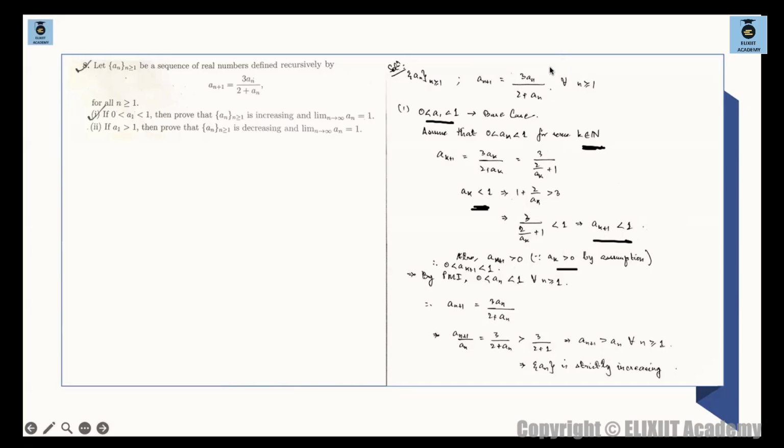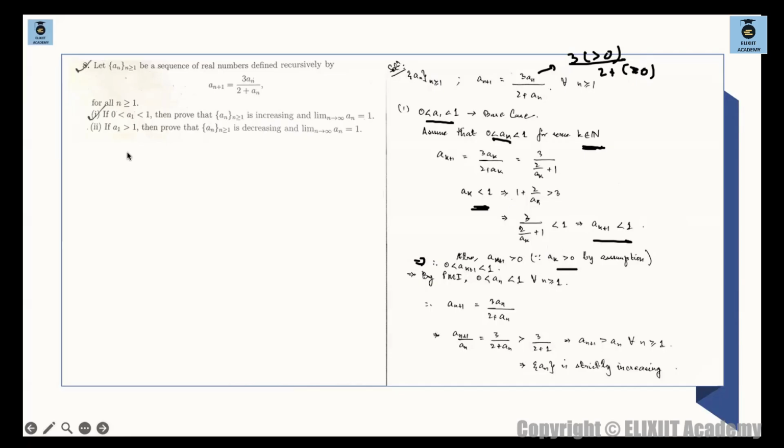See over here, we have assumed that AK is positive. So if AK is positive, then 3 times a positive quantity divided by 2 plus a positive quantity is obviously a positive quantity. So AK plus 1 is definitely positive. Hence we are proving that AK plus 1 lies in between 0 and 1. We have just proved that AK plus 1 lies in between 0 and 1.